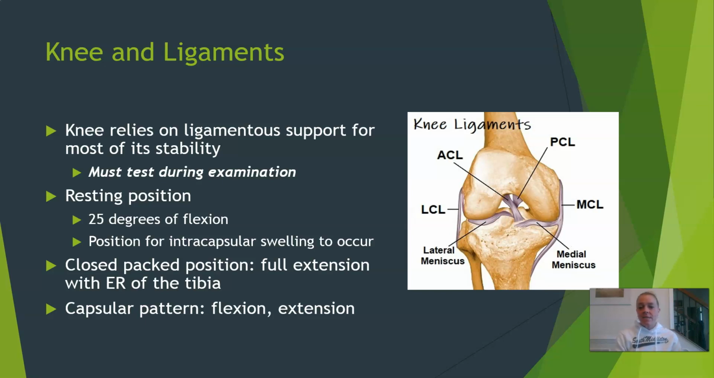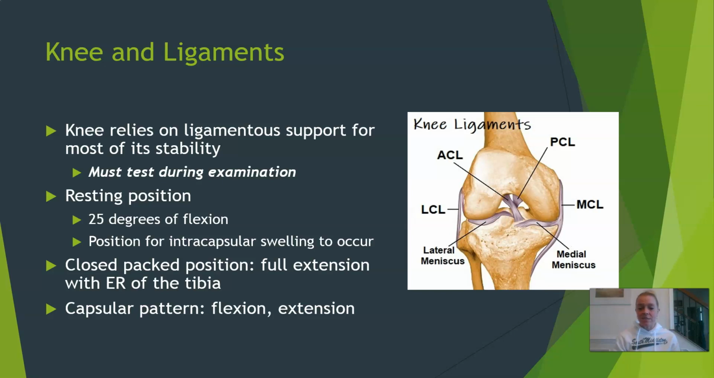We often test in full extension, although remember full extension is kind of locking the knee, so it might appear that the knee is more stable if we test in full extension. So sometimes we also test in resting position, which is about 25 degrees of knee flexion. This is also considered the open pack position of the knee. It's a position of comfort, right? Open pack versus closed pack position.